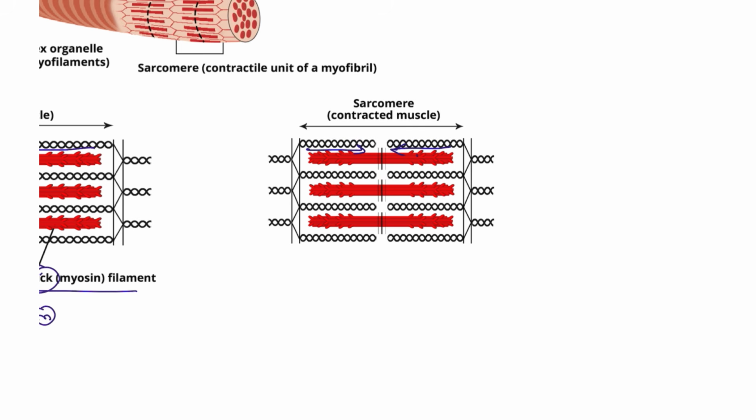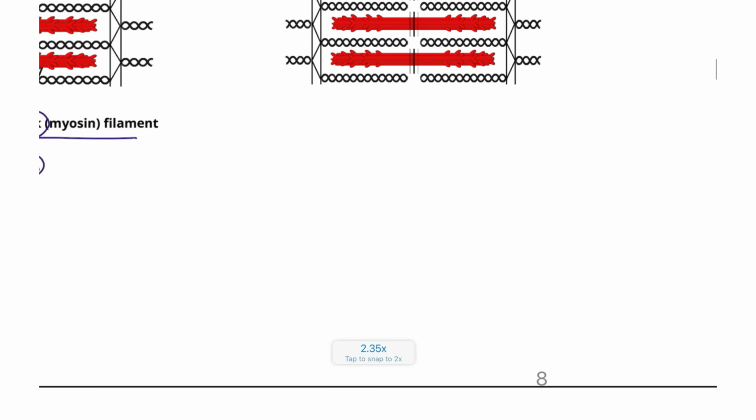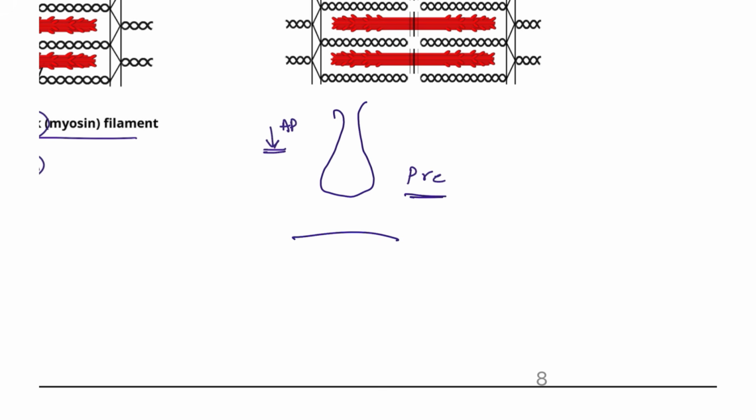And how is this contraction presented in the skeletal muscle? For example, I have given the stimulus of the action potential. For example, this is the presynaptic cleft, and this is the muscle. When there is an action potential, it is going to release the calcium inside, right? And the calcium release causes the release of acetylcholine, and the action potential will influx the sodium, right? This influx of sodium again generates the action potential.